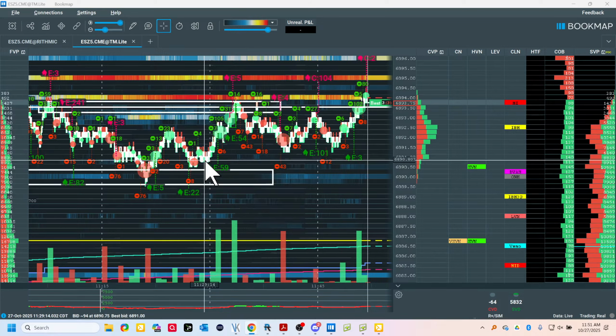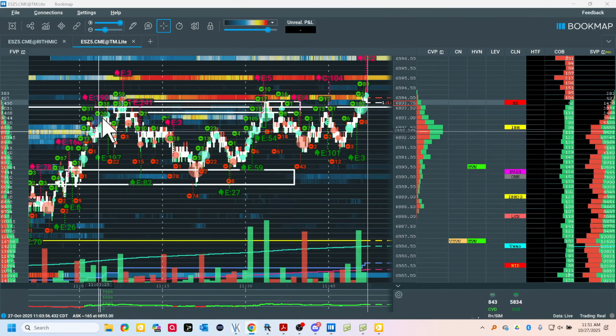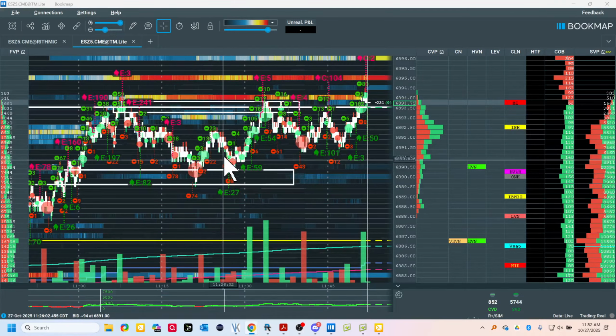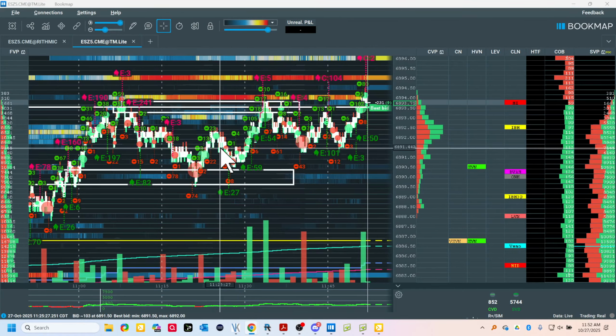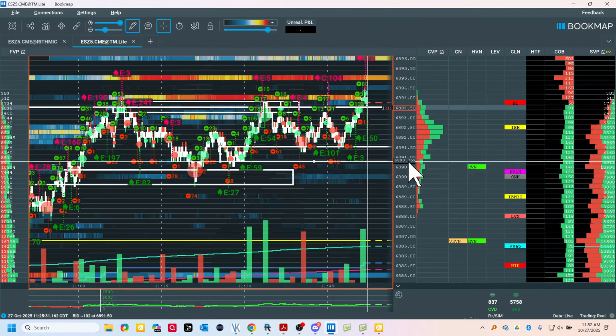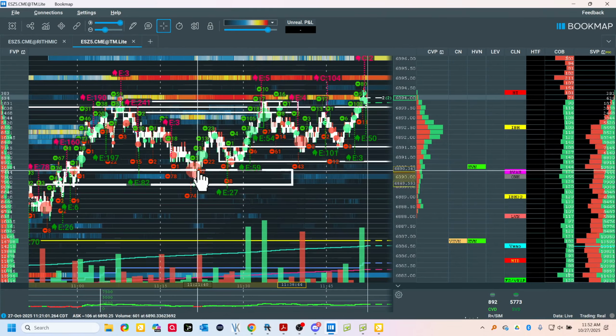Okay. Let's look at how you might look at this structurally. So you have your resistance here. There you can see it right there. And we have our support here. You can look to the right. I want to show you structure. And again, this is not a trade I would take, only because of the range for the risk, not for the structure. So notice what we get here.